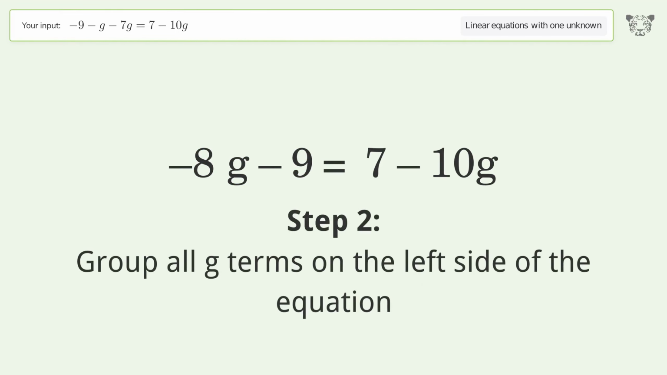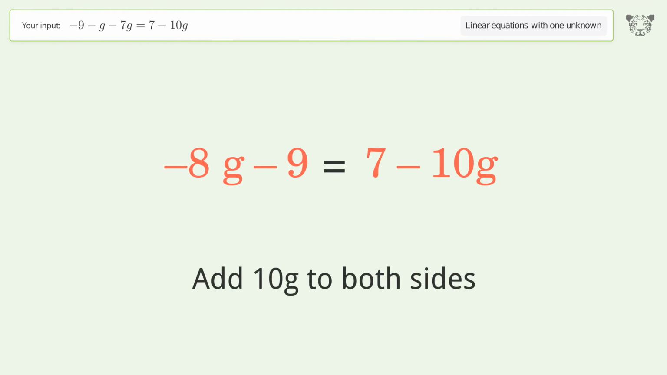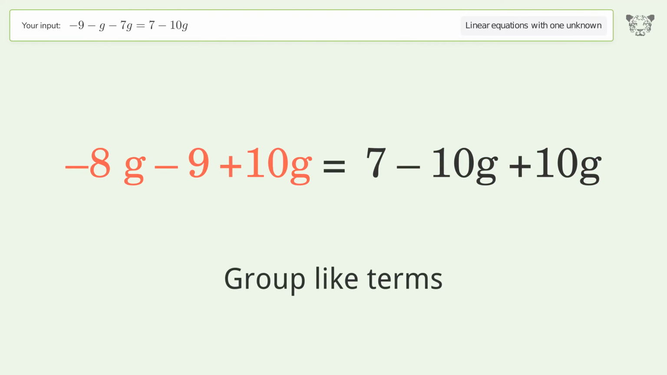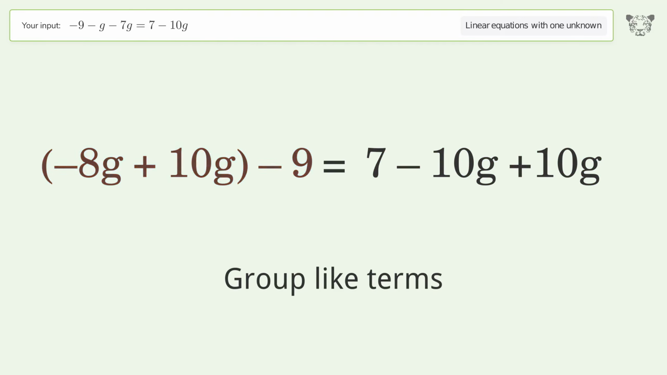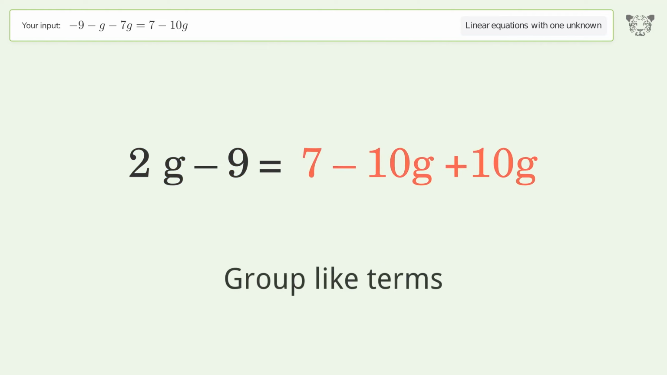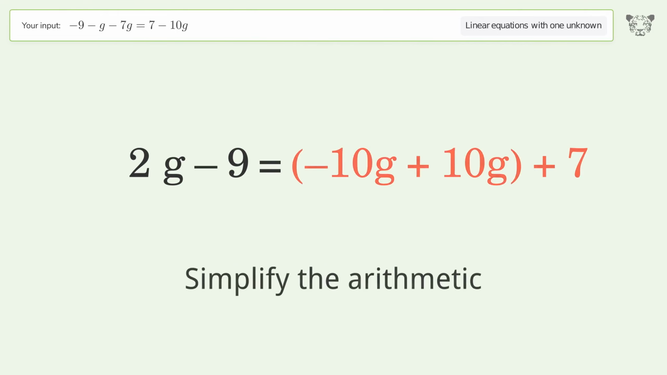Group all g terms on the left side of the equation. Add 10g to both sides. Group like terms. Simplify the arithmetic. Group like terms. Simplify the arithmetic.